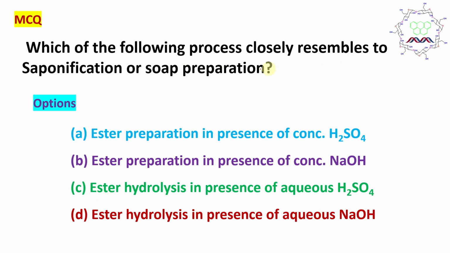Now, which of the following processes closely resembles the saponification of soap preparation? By the way, students, soap preparation is actually ester hydrolysis. So these two are wrong. It's an ester hydrolysis in presence of aqueous sodium hydroxide. Sometimes you can use potassium hydroxide also, that will work.